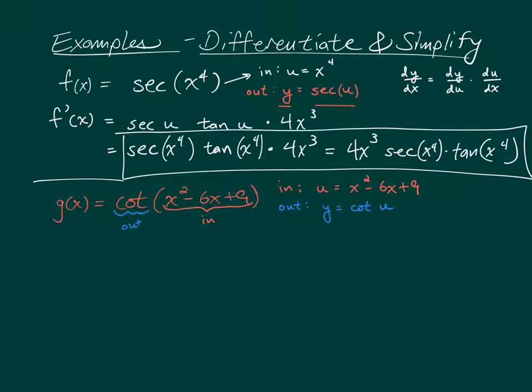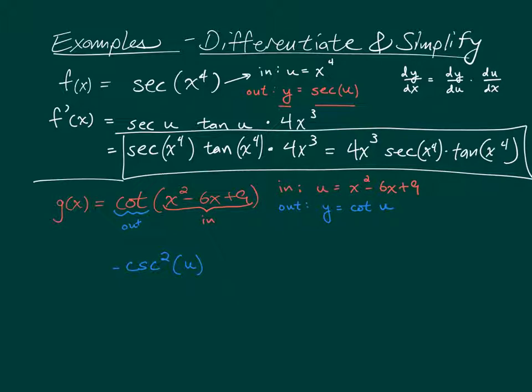So we can now, looking back up here, find the derivative of y with respect to u. So we can just take the derivative of this just fine. That leaves me with, let's see, negative cosecant squared u.